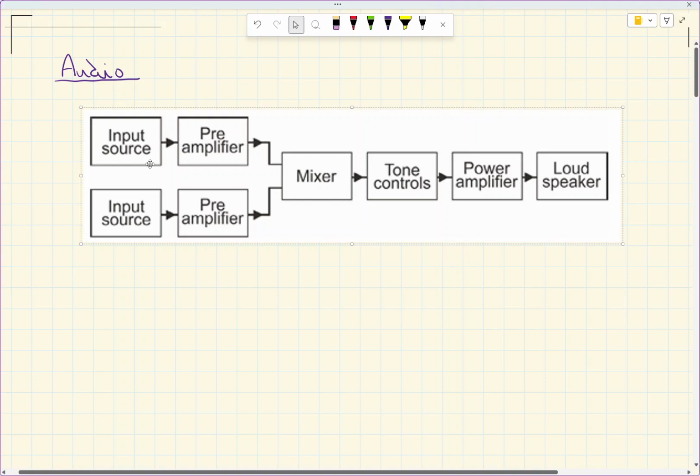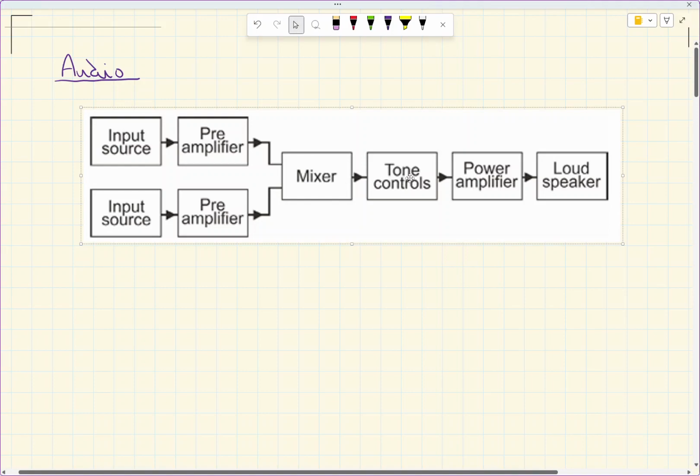So we've got an input source, very, very low voltage. We then stick it through a preamplifier so that we can boost that signal above the noise before we then start putting it through some sort of mixer to bring those two channels together. At the moment that could be some voice, that could be some music, and then we'll bring them together into one part using a summing amplifier.